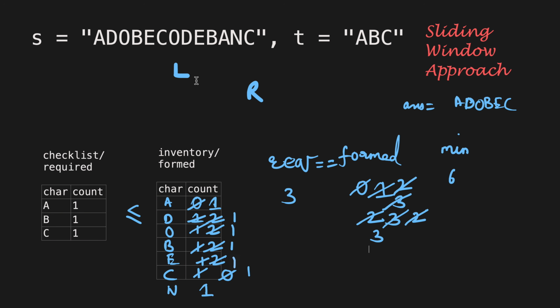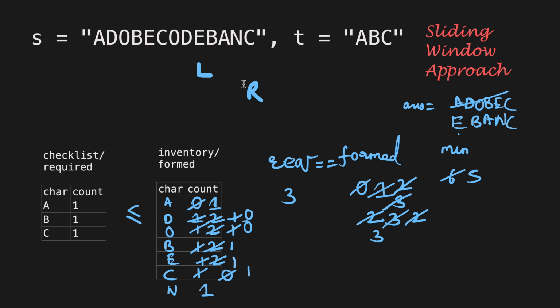So our answer doesn't change, but we shrink our window and get rid of this O. Now frequency of O drops to 0, but O was not part of the checklist. So the window stays valid and the length of this window is 6. And since the window is valid, we shrink the window again and reduce the count of D in inventory to 0. But the window stays valid and the length of this window is 5. So our minimum length now becomes 5 and our answer becomes E B A N C.